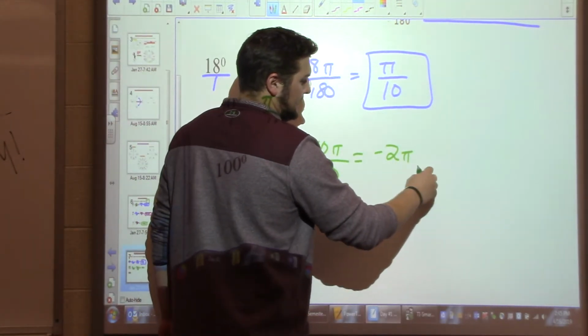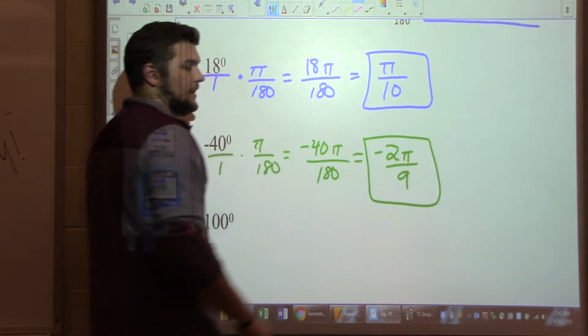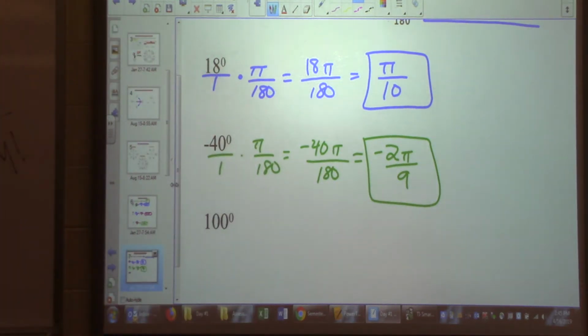Negative 2 pi over 9 radians. Good. Any questions about that? Okay, let's try the third one.